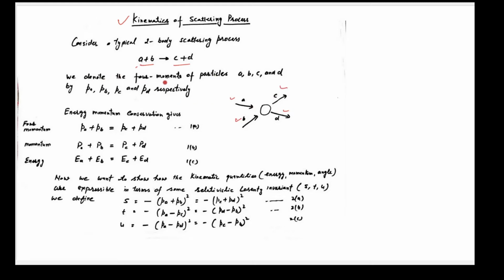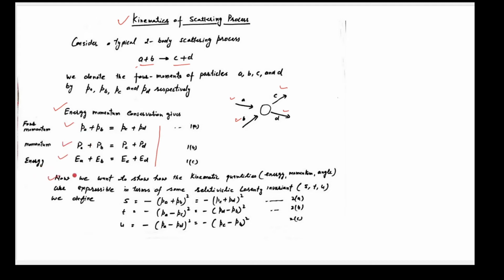And we denote the four-momenta of particles A, B, C, D by P_A, P_B, P_C and P_D respectively. Here small p represents the four-momenta. Energy-momentum conservation gives these relations: the first relation is for conservation of four-momenta, the second is conservation of linear momentum, and then conservation of energy.